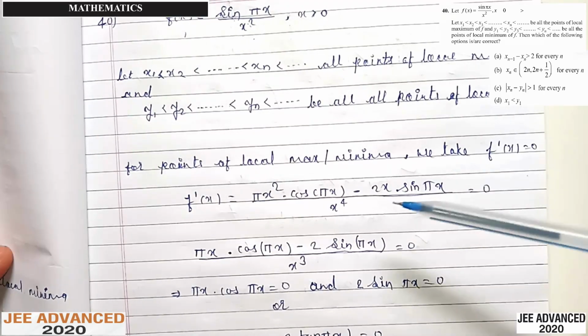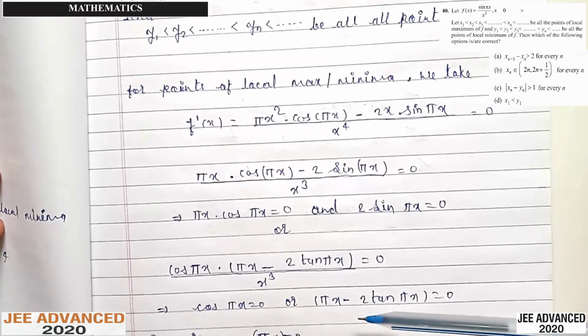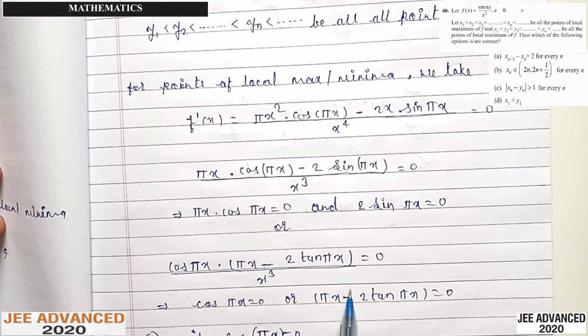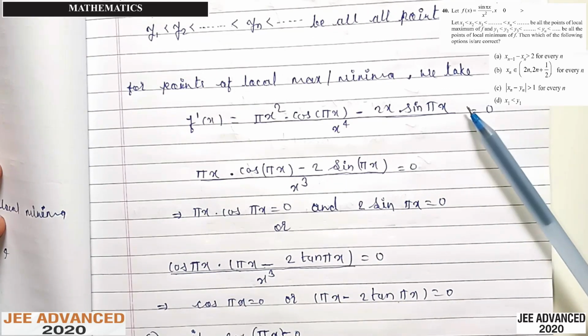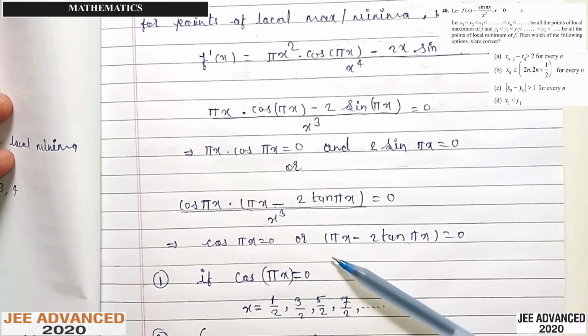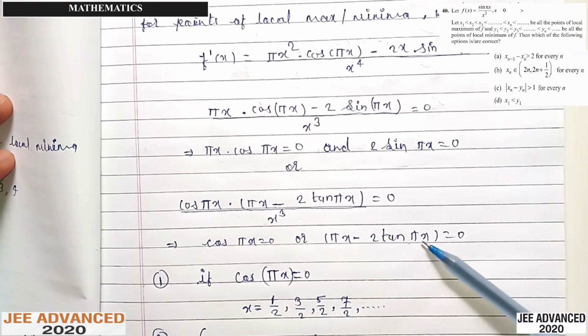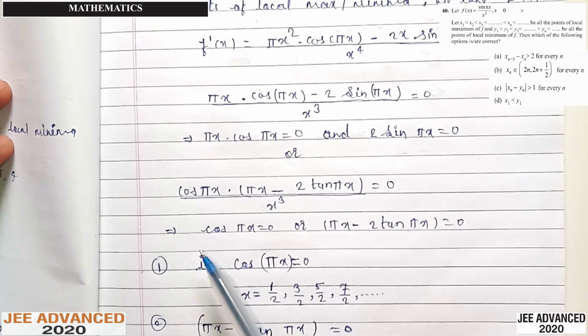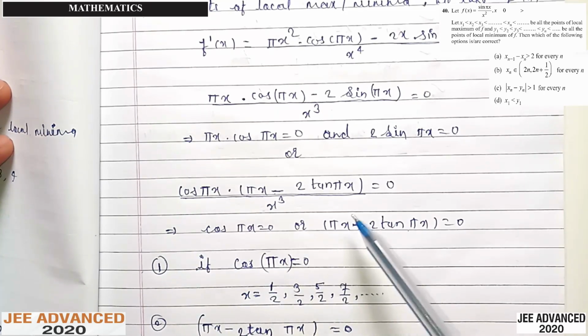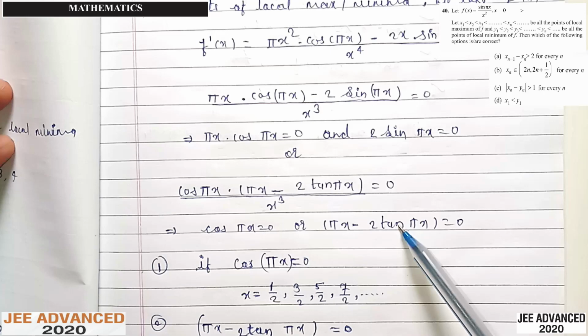So here we can see I got the two values for tan pi x: one is cos pi x equal to 0, and second is pi x minus 2 times tan pi x equal to 0. Because it is local maxima minima, that's why we have to take f dash of x as 0. I explained earlier the value for cos pi x equal to 0, and for pi x minus 2 times tan pi x, we have to find out the values.